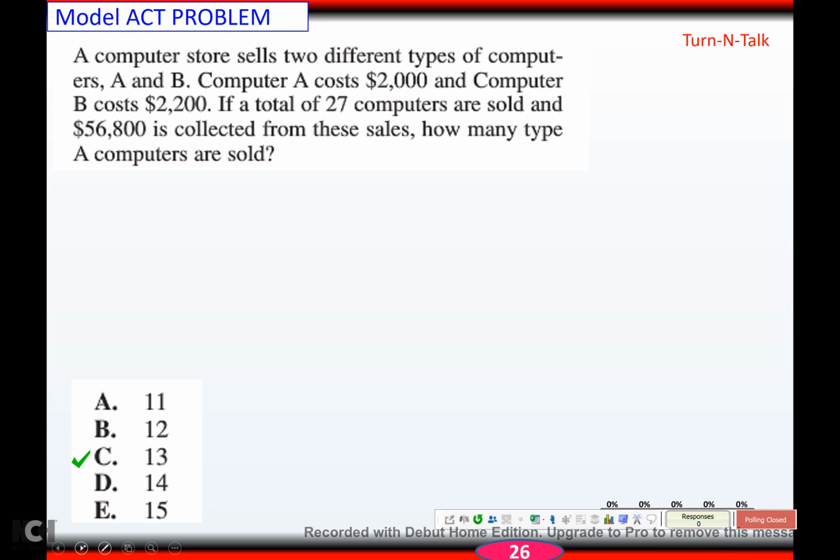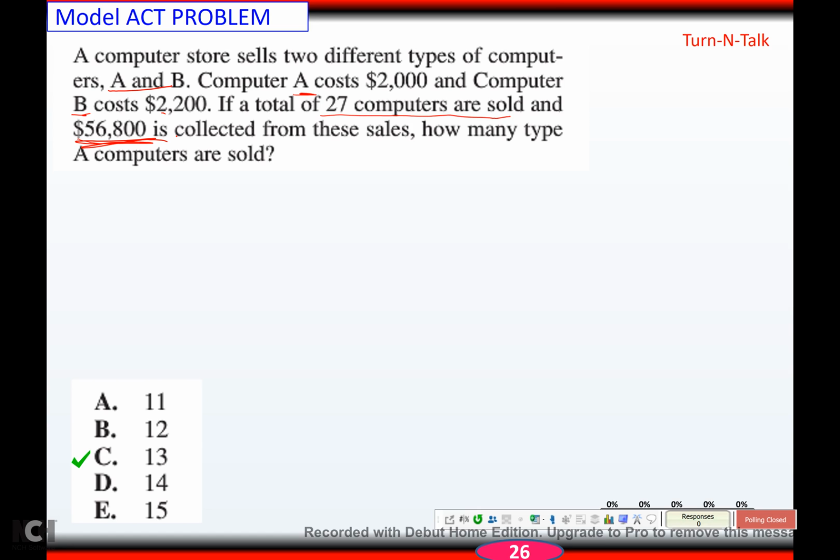Okay, it says a computer store sells 2 different types of computers, A and B. Computer A costs $2,000 and computer B costs $2,200. If a total of 27 computers are sold and a total of $56,800 is collected, how many type A computers are sold? This is a typical systems question.